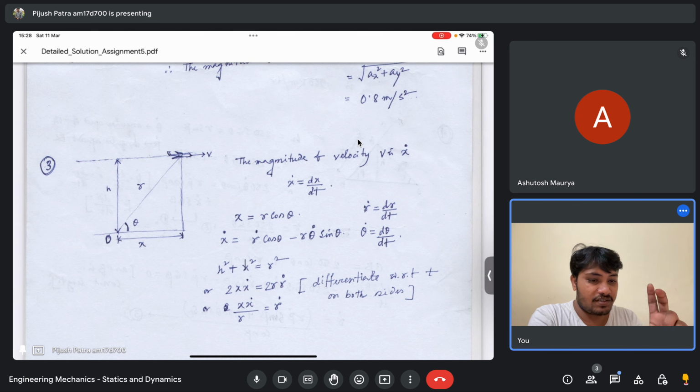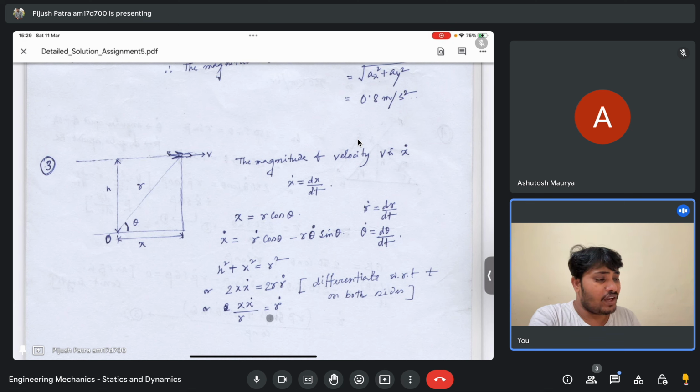H is fixed, so the height is not changing with time. That means dh/dt is equal to 0. The second term is 2x x dot, which equals 2r r dot, the time derivative of that term. I am just differentiating this term with respect to time.